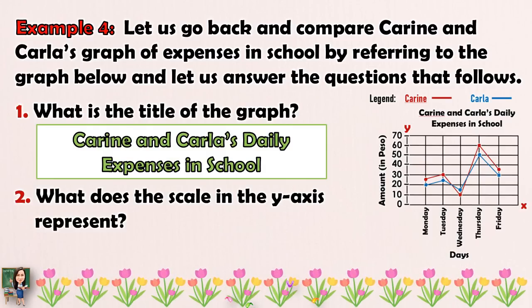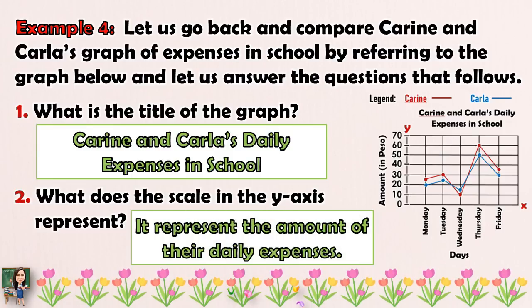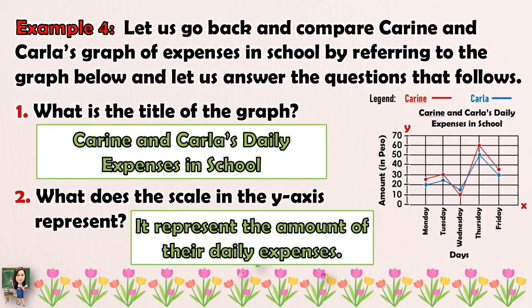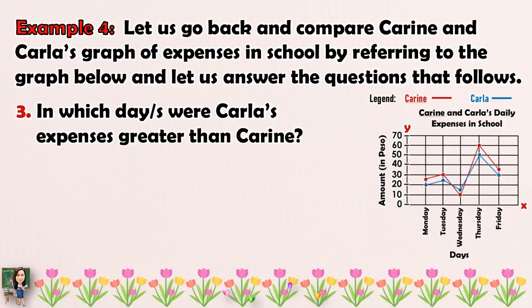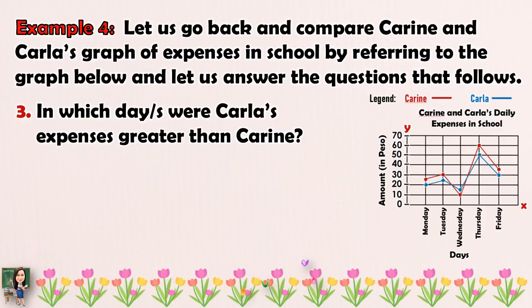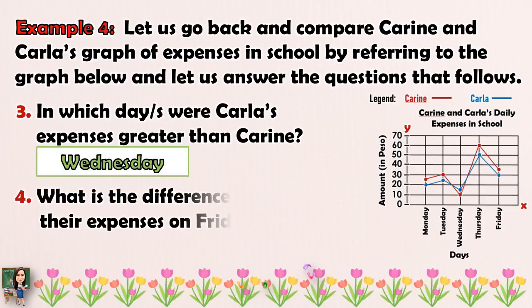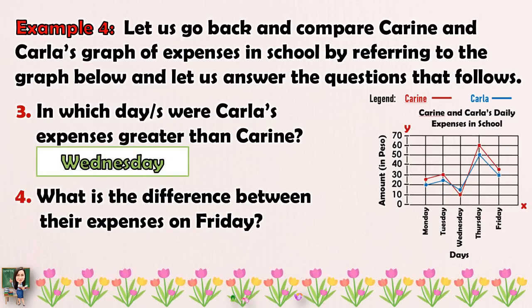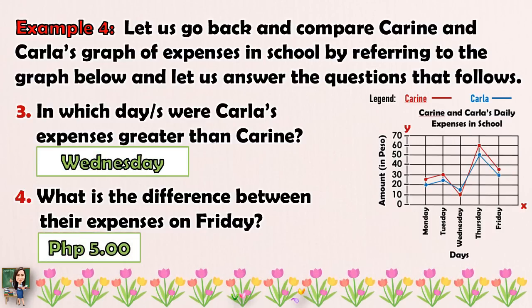Number 2. What does the scale in the y-axis represent? Very good. It represents the amount of their daily expenses. Number 3. In which days were Carla's expenses greater than Karin's? Very good. Wednesday. Number 4. What is the difference between their expenses on Friday? Very good. The difference is 5 pesos.